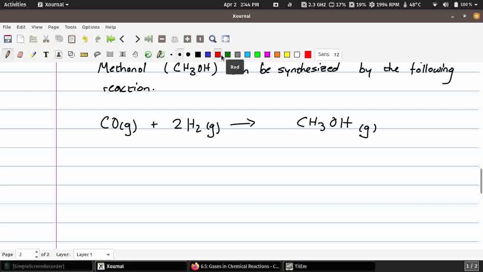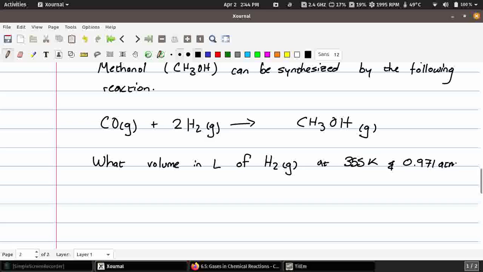So let's write the question down. What volume in liters of H2 gas at 355 kelvins and 0.971 atmospheres is needed to get 35.7 grams of CH3OH.